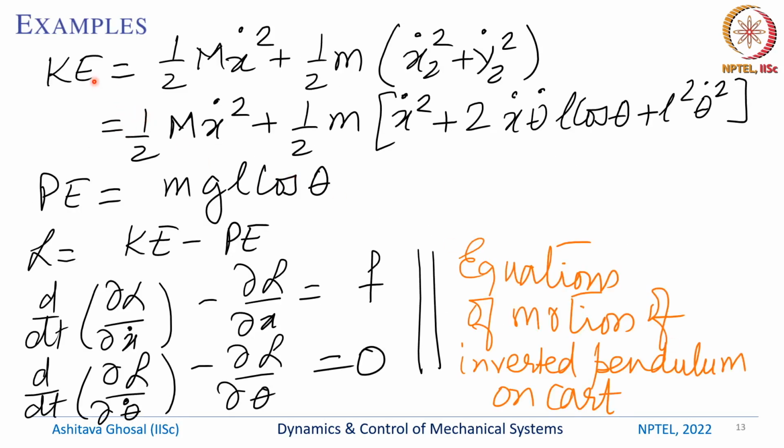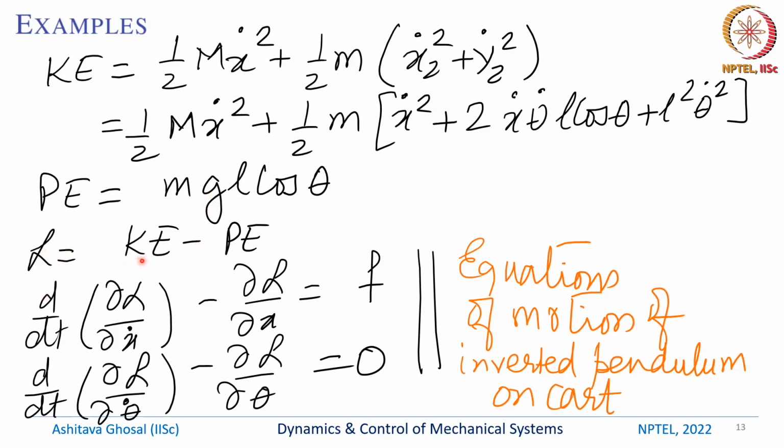We can find the kinetic energy, which is half M, where M is the mass of the cart and small m is the mass of the pendulum bob. So half M x dot squared plus half small m times (x2 dot squared plus y2 dot squared). And you can expand this and we'll get half M x dot squared plus half small m times (x dot squared plus 2 x dot theta dot L cos theta plus L squared theta dot squared). Okay, this is very, very straightforward. So we have done enough equations of motion in a previous module, and we can easily derive the kinetic energy of this very, very simple system. The potential energy is given by m g L cos theta.